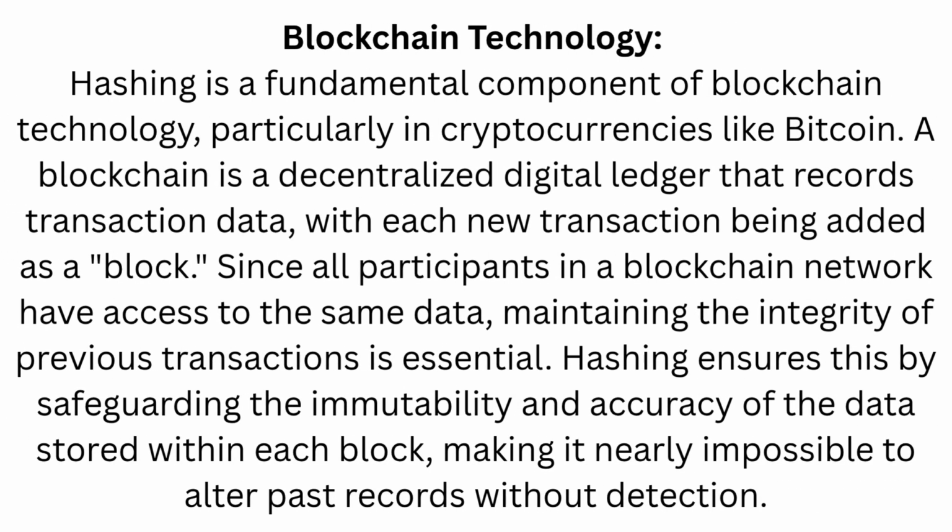Blockchain technology. Hashing is a fundamental component of blockchain technology, particularly in cryptocurrencies like Bitcoin. A blockchain is a decentralized digital ledger that records transaction data, with each new transaction being added as a block. Since all participants in a blockchain network have access to the same data, maintaining the integrity of previous transactions is essential. Hashing ensures this by safeguarding the immutability and accuracy of the data stored within each block, making it nearly impossible to alter past records without detection.